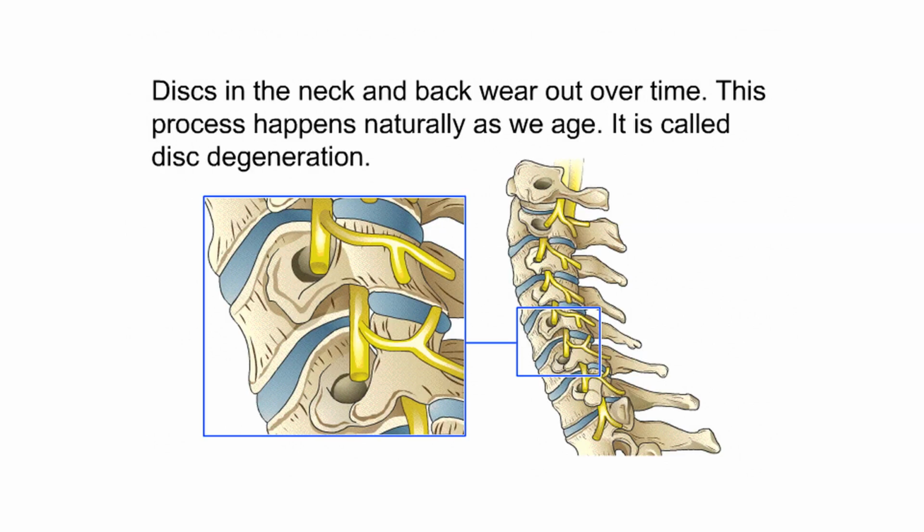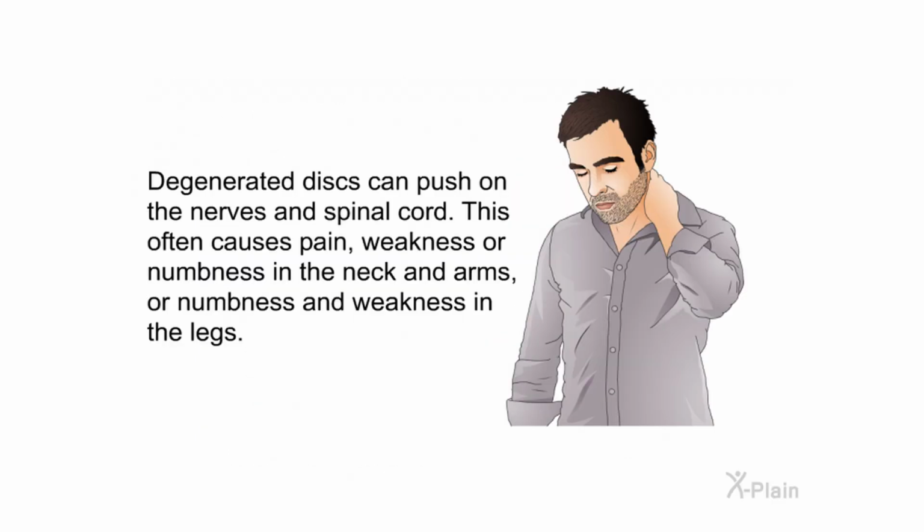Symptoms and their causes. Discs in the neck and back wear out over time. This process happens naturally as we age. It is called disc degeneration. Degenerated discs can push on the nerves and spinal cord. This often causes pain, weakness, or numbness in the neck and arms, or numbness and weakness in the legs.